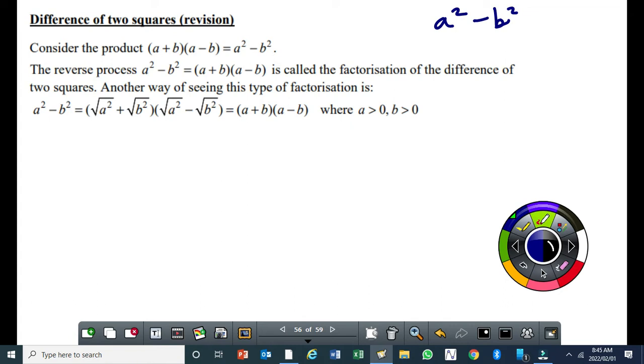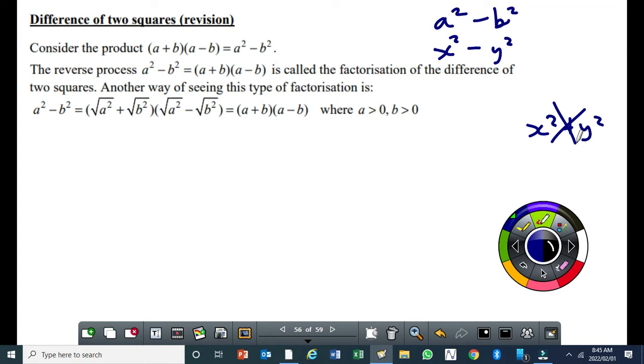Sometimes we can also write this as x squared minus y squared. That's a difference of what? 2 squares. Now, a difference of 2 squares can be factorized, but a sum of 2 squares cannot be factorized. So you cannot factorize x squared plus y squared. This can't be factorized, but the difference can be factorized.